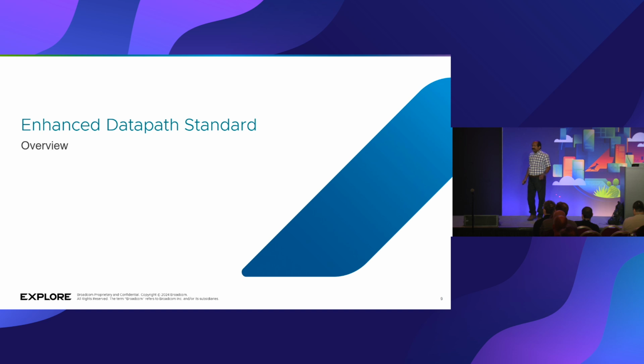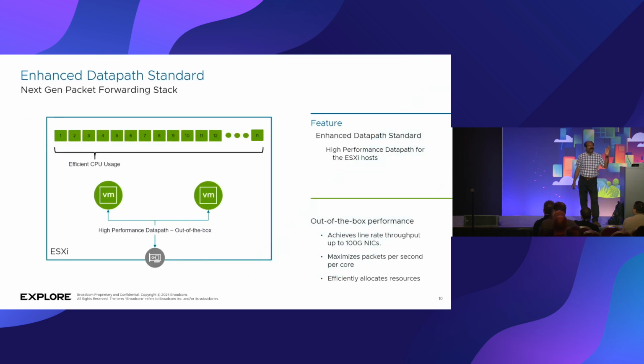So, enhanced data path standard. This is not really a new stack, but based on what we've seen with the standard data path that we have today, we started trying to figure out how to improve for these diverse flows. The enhanced data path standard stack basically helps you have a high packets per second rate and reach line rate with efficient CPU utilization. And we'll be looking at all of those metrics shortly.